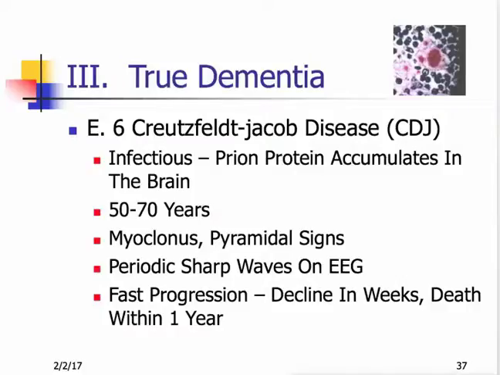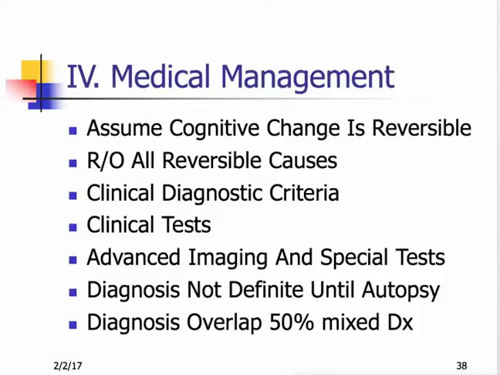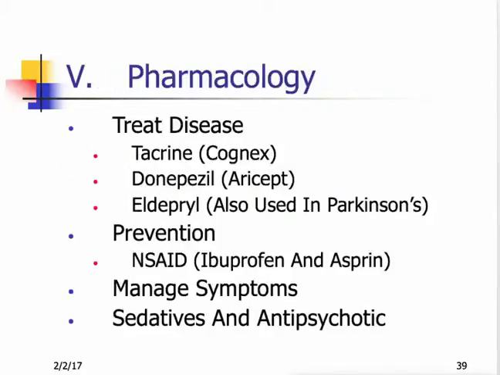Typically, you're going to see myoclonus and pyramidal signs, and it may be picked up on the EEG, and usually the person declines rapidly within weeks. Death was usually within 1 year. Medical management: assume a cognitive change is reversible first, so that should be ruled out. Clinical diagnostic criteria and clinical tests are important. Later on, we're going to talk more about the outcome measures I've put up. And again, a diagnosis may not be definite until autopsy, so clinical diagnostic criteria and clinical tests are very important.